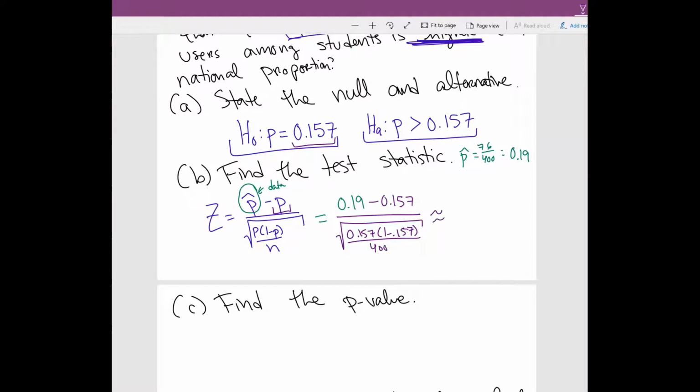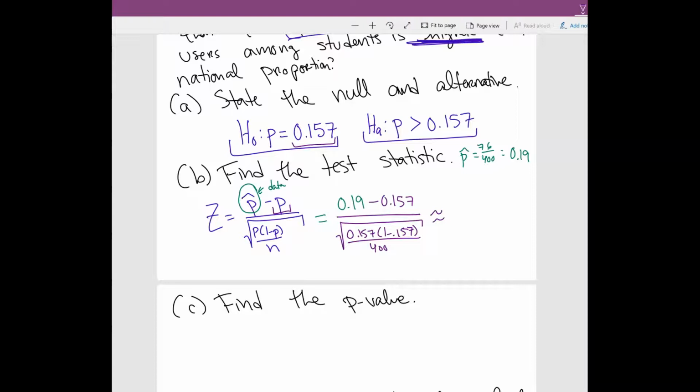Okay, so let's put this into our calculator. So we're going to have 0.19 minus 0.157 divided by the square root of 0.157 times 1 minus 0.157 divided by 400.